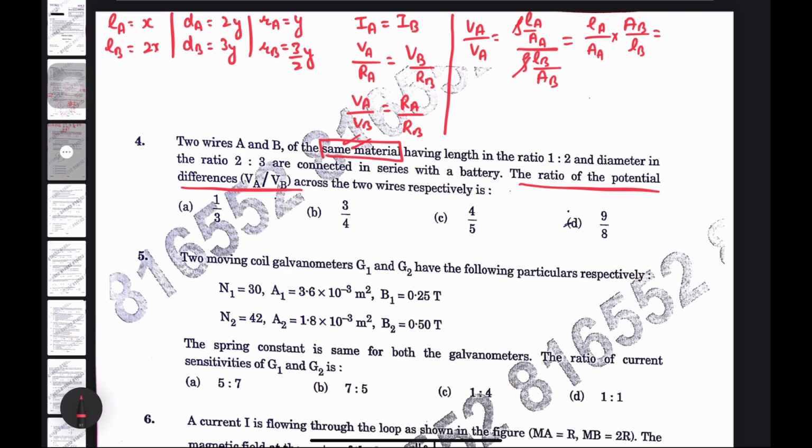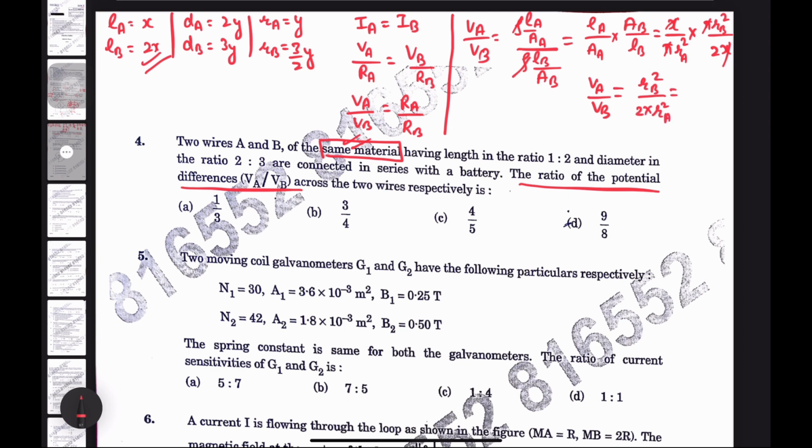Substituting the values, we have length of A as x, and area of A as pi r square, pi radius of A square, multiplied by area of B. Area of B is pi radius of B square, divided by length of B. Length of B is 2x, so we will put 2x. Here we can cancel x, we can cancel pi. So VA upon VB is equal to RB square upon 2 multiplied by RA square.